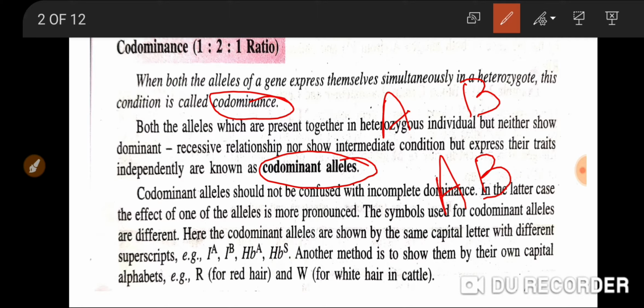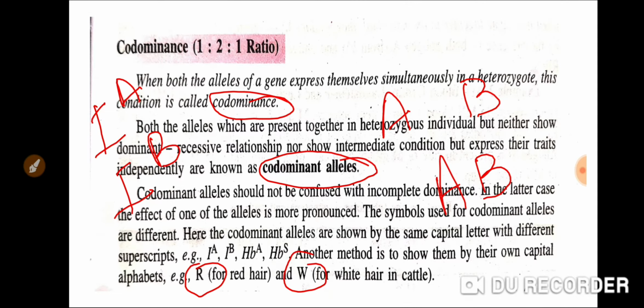The symbols used for codominant alleles are also different. Here the codominant alleles are mainly shown by the same capital letter with different subscripts. For example, the codominant alleles of the AB blood group are denoted by IA and IB. Another method to show these codominant alleles is by their own capital alphabets. For example, the red hair color in cattle is denoted by the allele capital R, while the white hair color in cattle is denoted by the allele capital W.